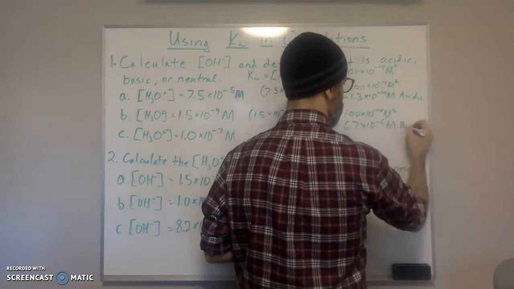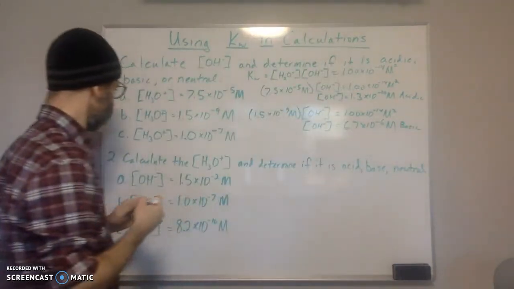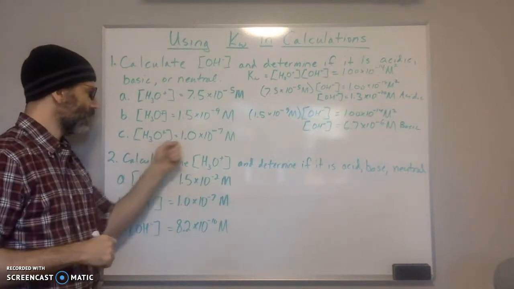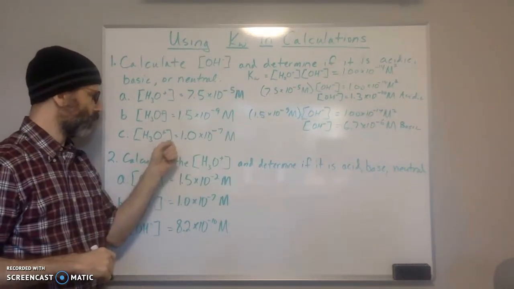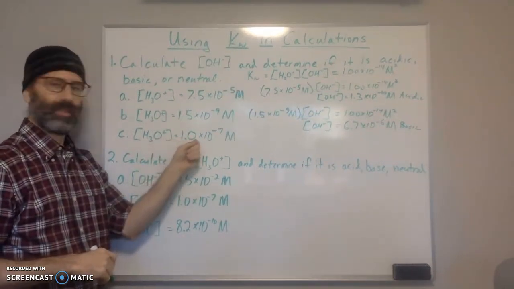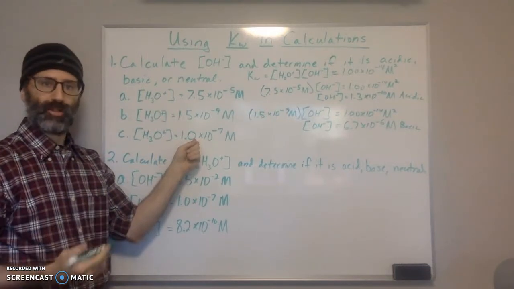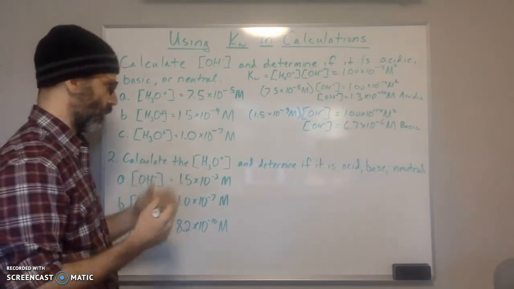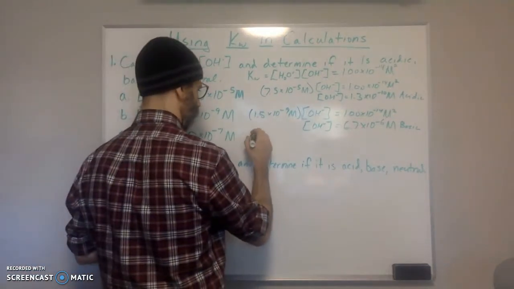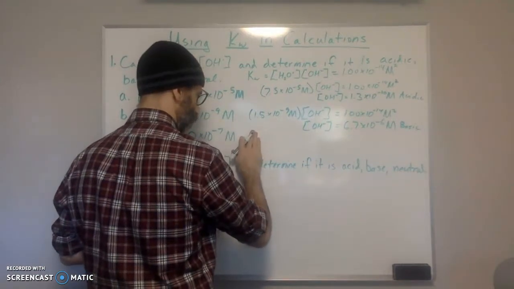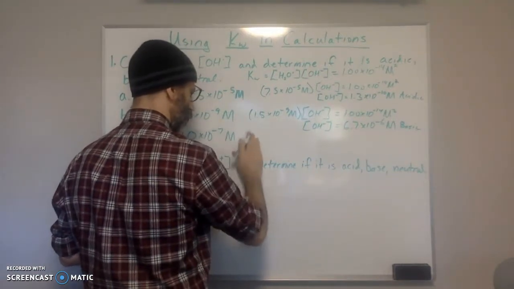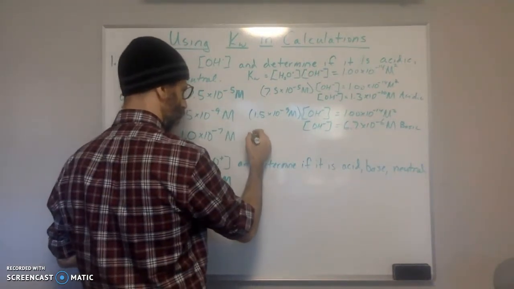This is basic. And right away, we could see our H3O+ concentration is 1.0 times 10 to the negative 7. That is neutral. And of course, if we do the calculation, which we don't have to do because we should recognize this as neutral, but they're asking us to calculate it, so let's do it anyway.